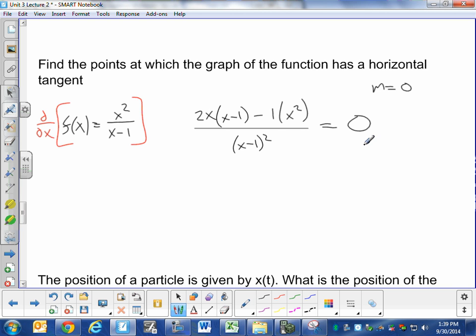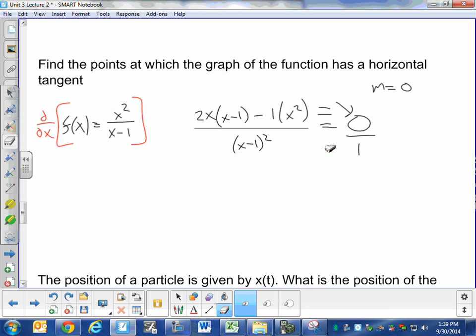Well, turns out we don't really have to worry about the bottom. You could think about 0 as being 0 over 1 or 0 over any number. The most important part is this numerator. This numerator has to equal 0. And as long as the values that I get don't make the denominator 0, so I don't get 0 over 0, then I'm fine. I'll get a slope that's equal to 0.